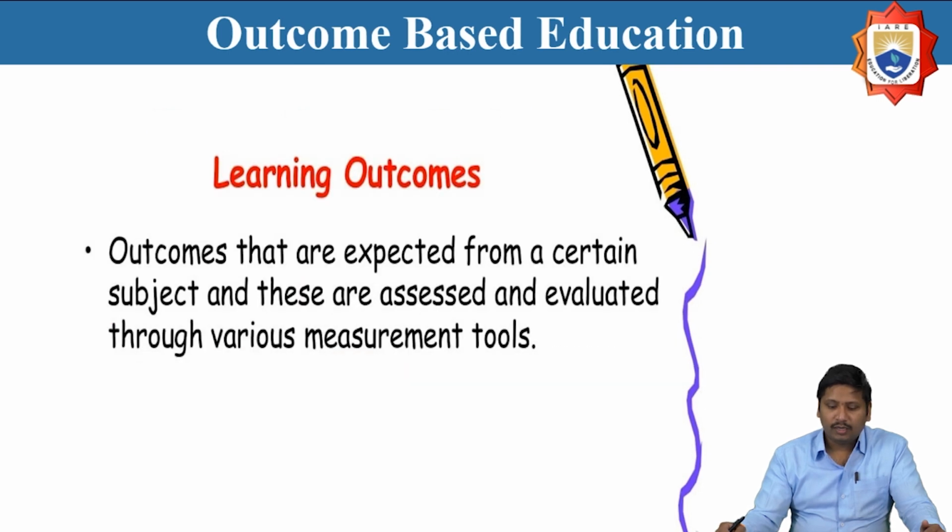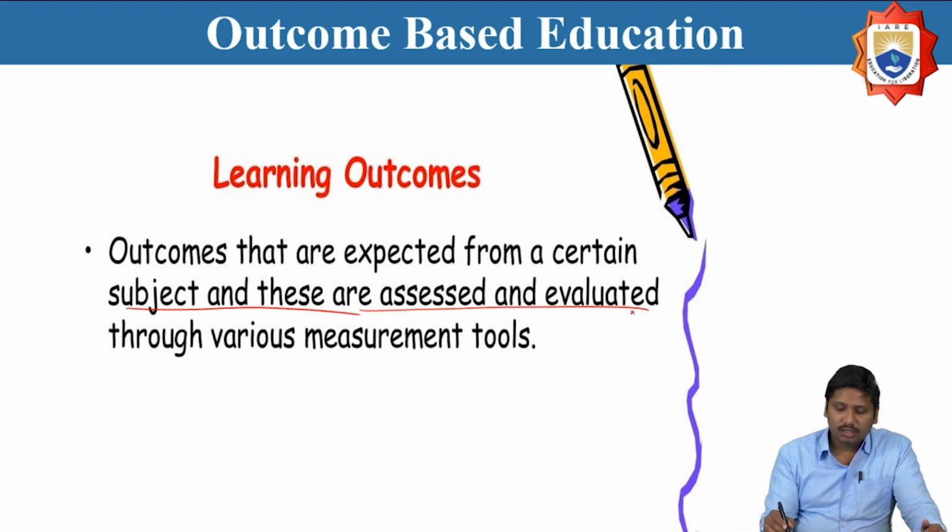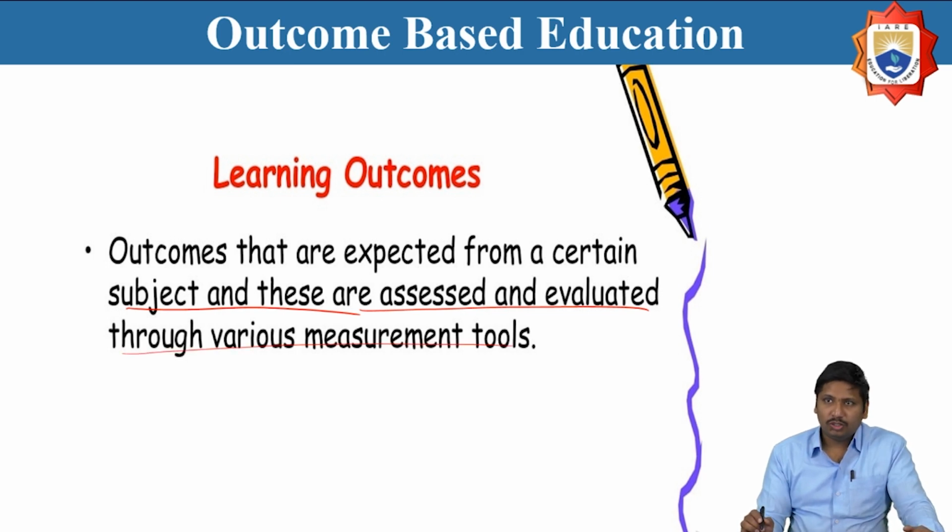We should also know the COs, that is, the outcomes expected from a certain subject, which are assessed and evaluated through various measurement tools. That should be called learning outcomes. That means the outcomes that are expected for a certain subject, and how these outcomes are going to be assessed and evaluated through various measurement tools.